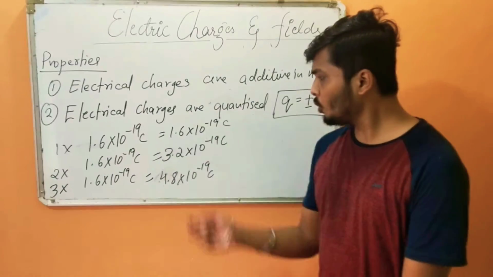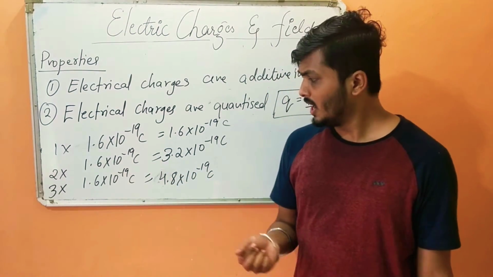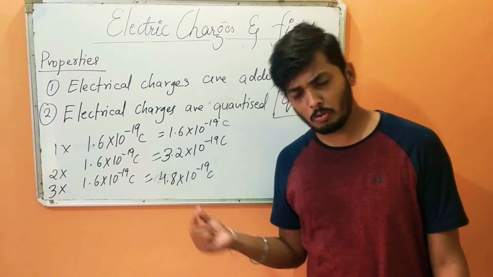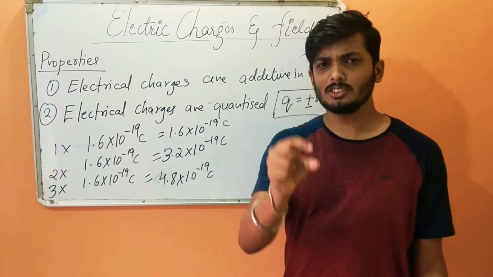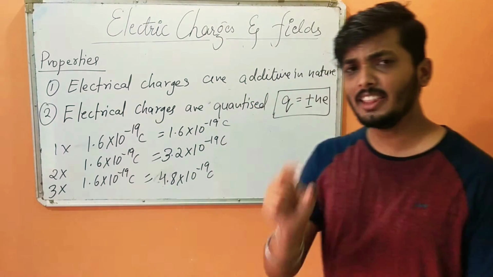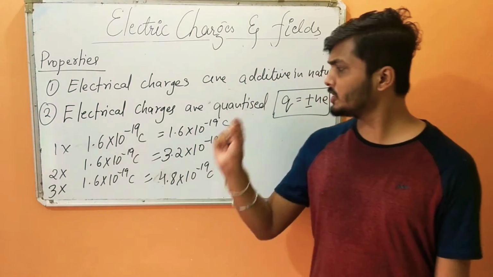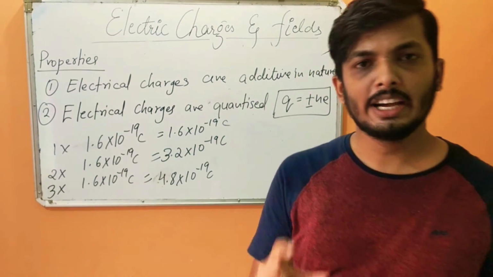Yes or no? Now look at this. Initially I am getting 1.6, then 3.2, then 4.8. Am I getting any continuous form? No. I am getting a discrete form. So electric charges are not continuous. They are always formed in discrete amounts and they are always specific. Electric charge being quantized means charges are always specific in nature.